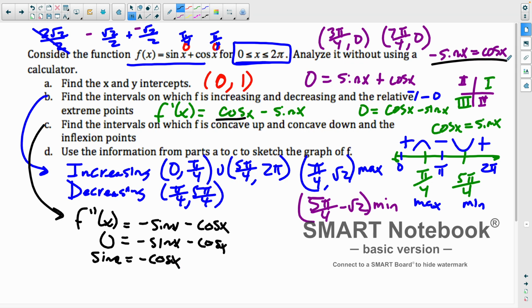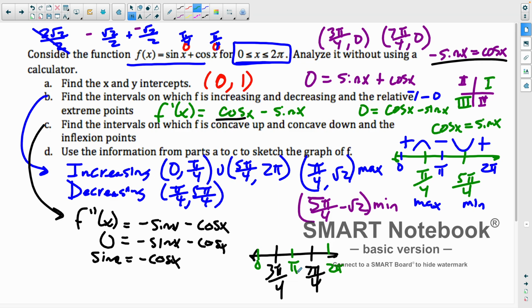So on this sine chart, I'm going to use the 3 pi over 4 and the 7 pi over 4. Those are my potential inflection points. Okay? If I were to go through here and test, again, I'd probably test 0, I'd test 2 pi, and I'd test pi.